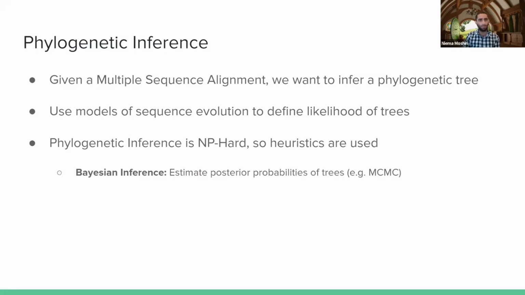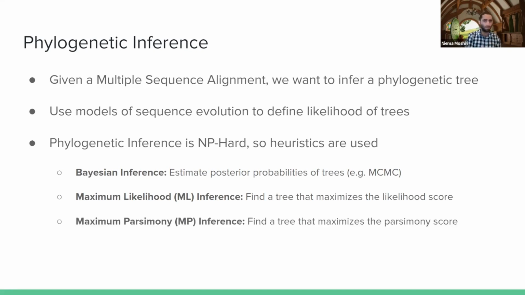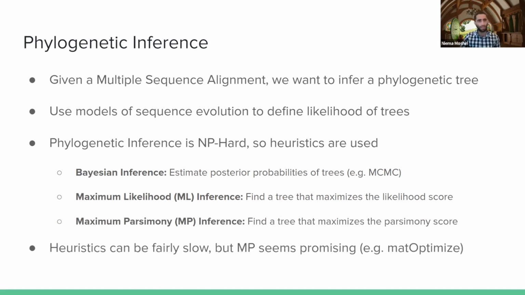For Bayesian inference, what they typically try to do is some type of an MCMC approach to estimate posterior probabilities of the trees. We have maximum likelihood inference, where you basically have some starting point and you make small modifications to it in order to maximize some likelihood score. There's maximum parsimony inference, where you define some parsimony score and you maximize that parsimony score. And these heuristics can still be somewhat slow.